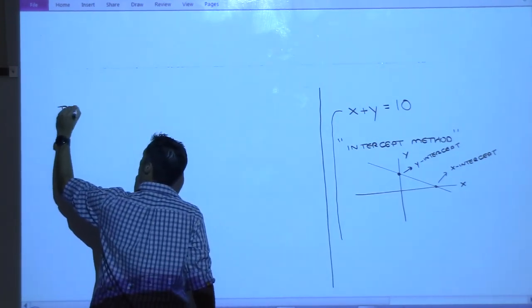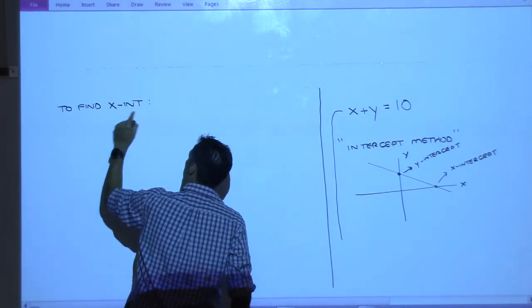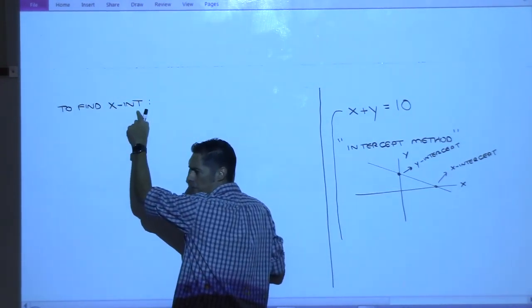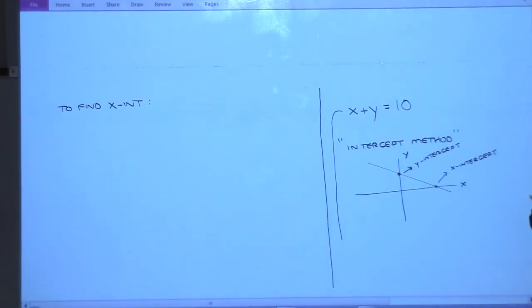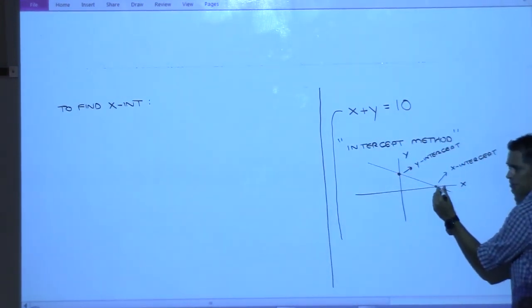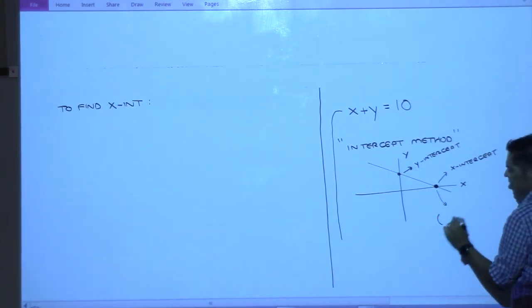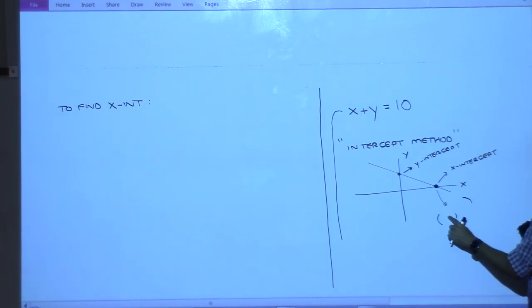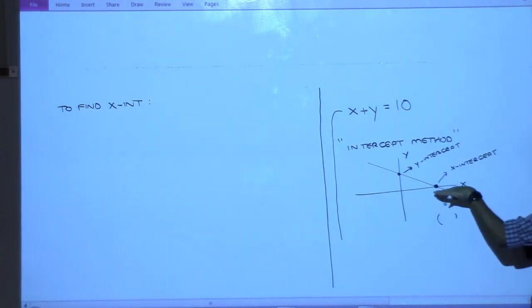To find the x-intercept, does anyone know how you find the x-intercept? I'm going to do x-int for x-intercept, right? How do we find the x-intercept? So think about this point right here. That's the x-intercept, right? Can you tell me right now, just by looking at this, not what the x is, but can you tell me what the y has to be? 0, right? Because if you're on the x-axis, your y is 0, right? Agreed? So y is 0, you don't know what x is.